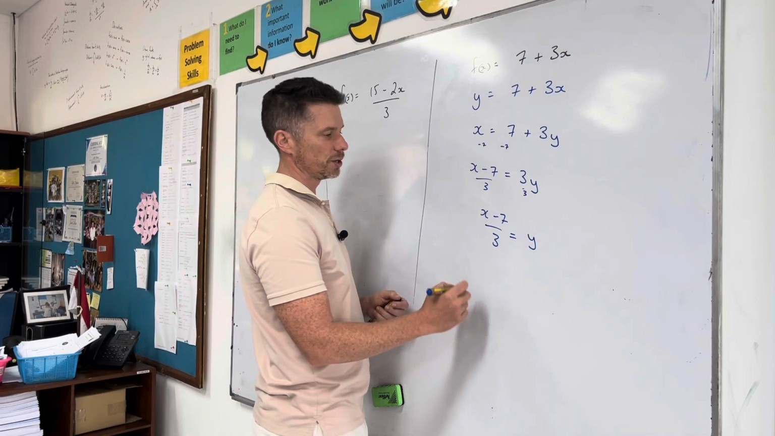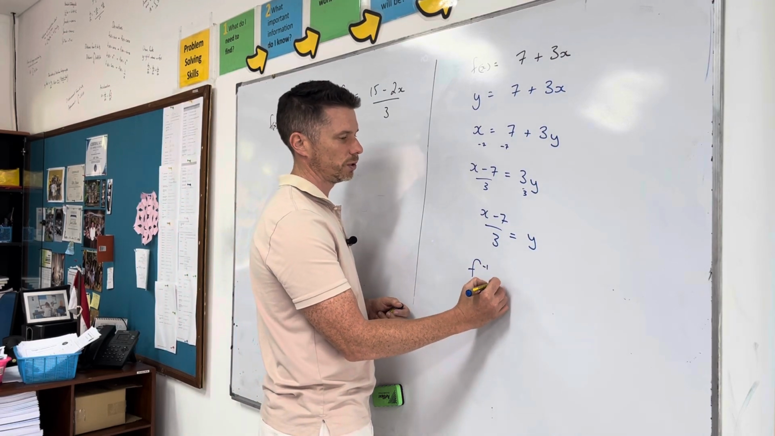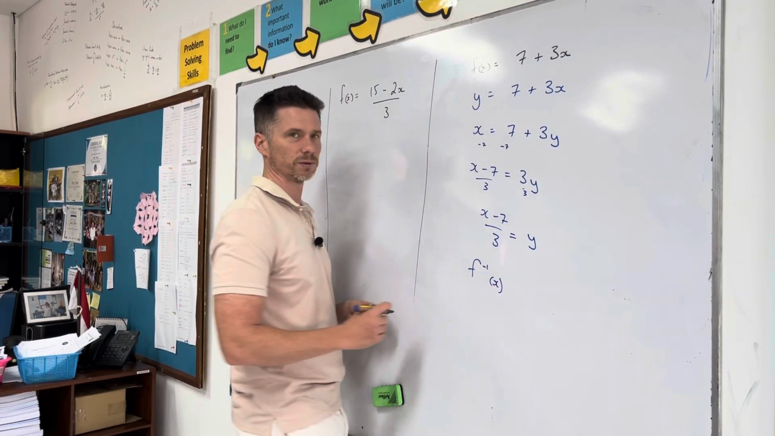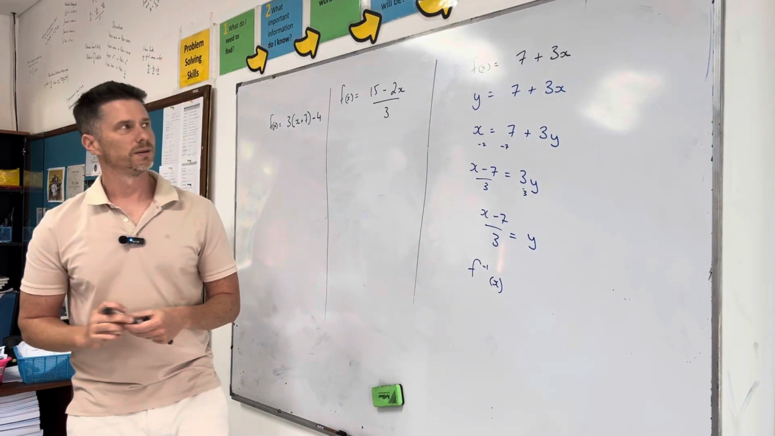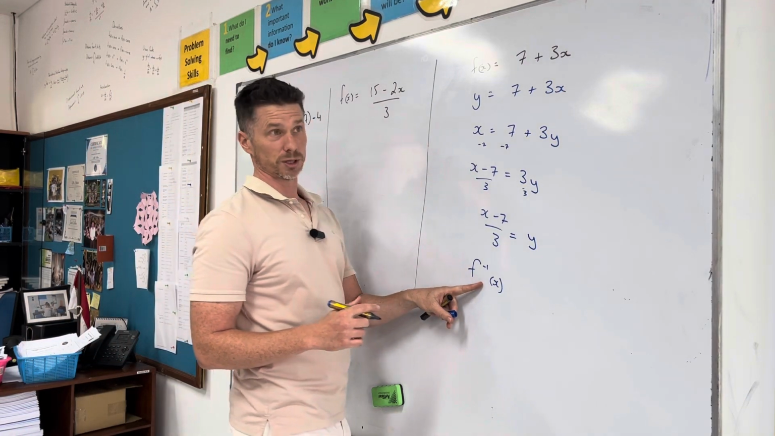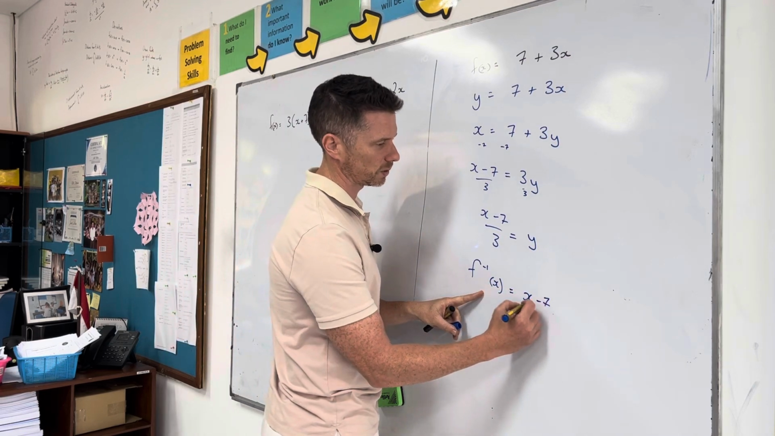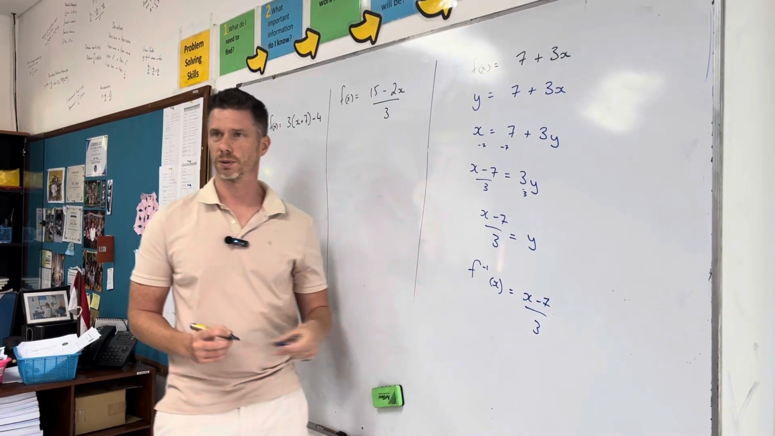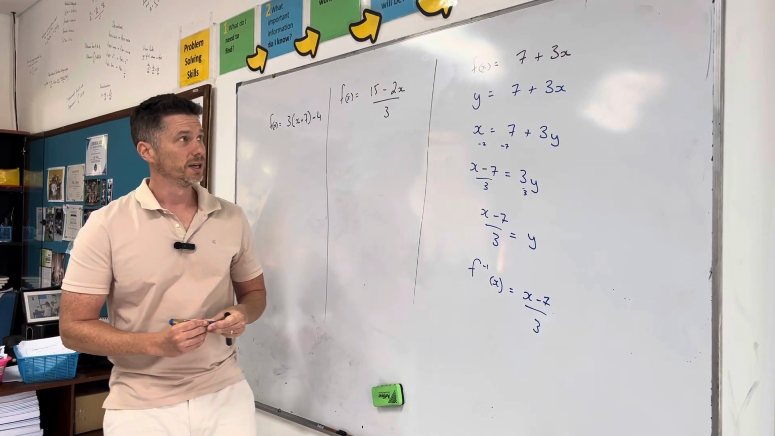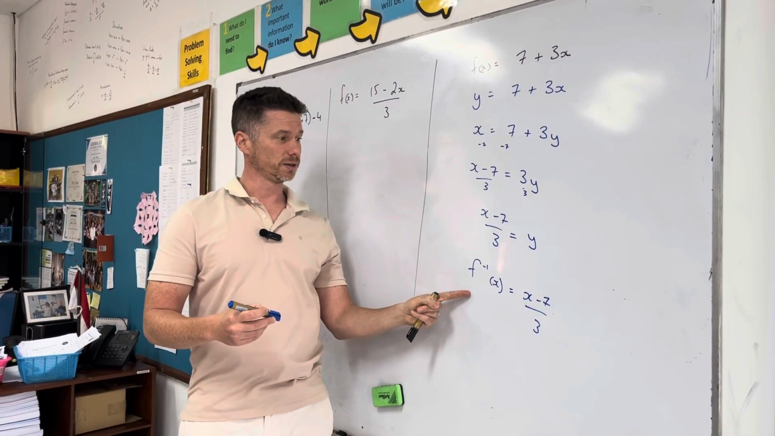Use the correct terminology. f minus 1 of x. So this is the inverse terminology. If that's the original function, its inverse is x minus 7 over 3. That's the correct way we should do it. Finish off to say, this was the original function, its inverse is this.